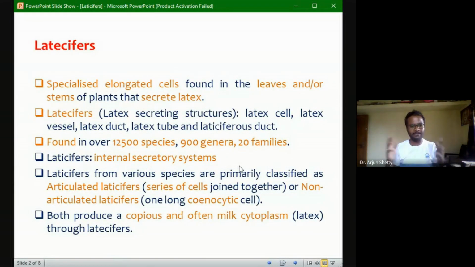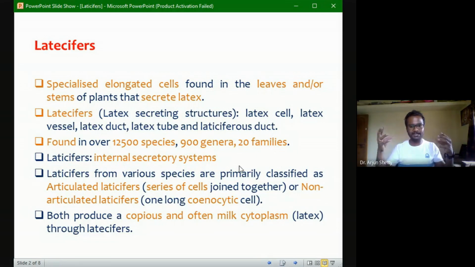It may be in any form. It may be in milky form, or white liquid form, or transparent form, or golden yellow form, any liquid form. Both types, articulated or non-articulated laticifers, release the components considered as latex. But the articulated laticifers comprise many cells arranged end to end, whereas non-articulated laticifer cells are single cells, broadly considered as coenocytic cells.